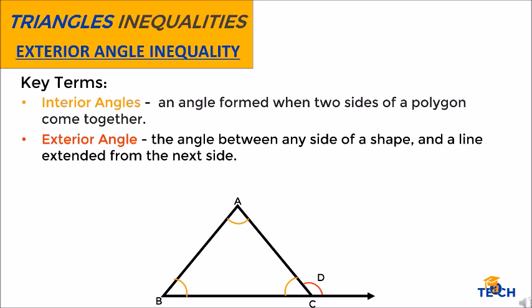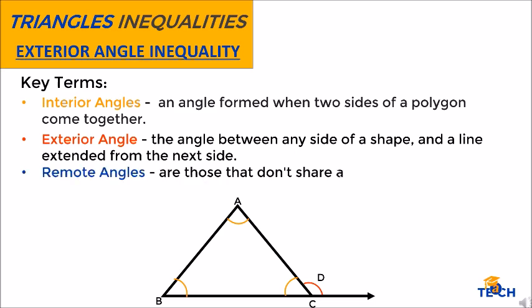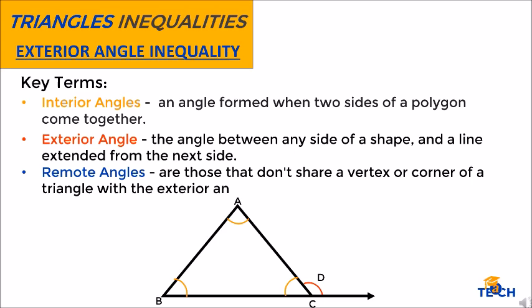Next is the remote angle. These are those that don't share a vertex or corner of a triangle with the exterior angle. Let me ask you, what is the angle adjacent to angle D? Angle C, right? That's why angle A and angle B are the remote angles, because they don't share a vertex or corner with the exterior angle. Let us now proceed to the theorem.